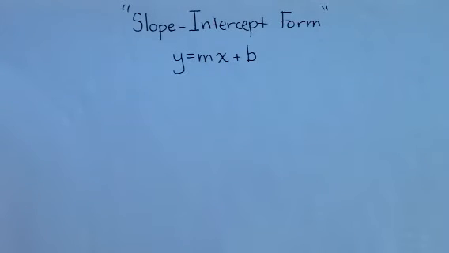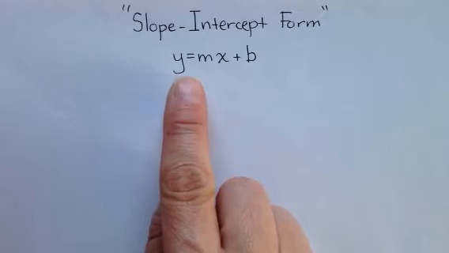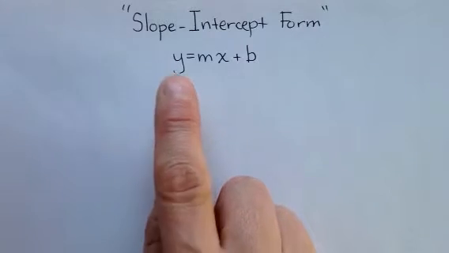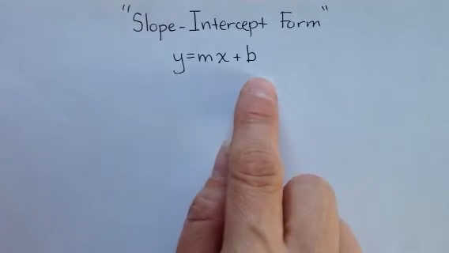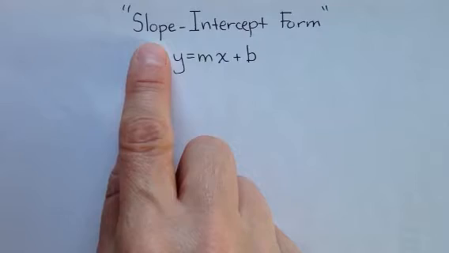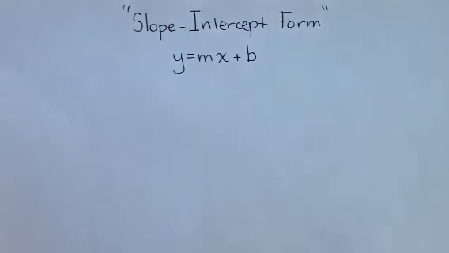Let's talk about the slope-intercept form of a linear equation. These are by far my favorite. When an equation is solved for y, it's in y equals form. We're looking at slope-intercept form. And the reason why this is so useful is because we can look at the equation and identify what the slope is and what the y-intercept is. And those two things are enough to graph a line.